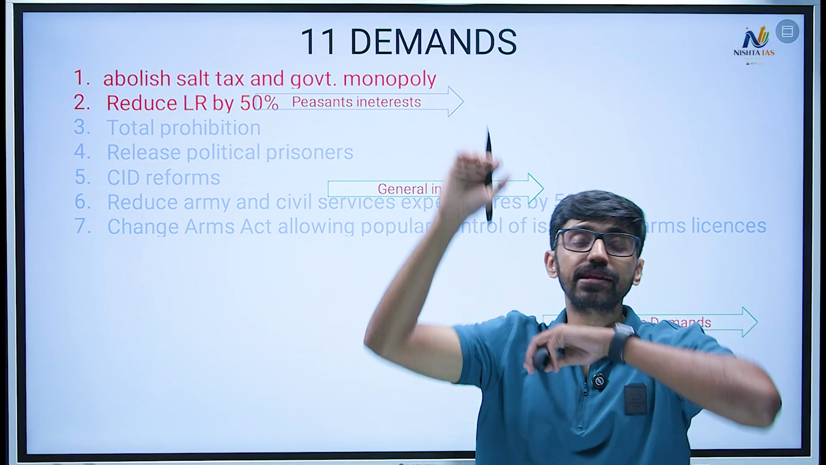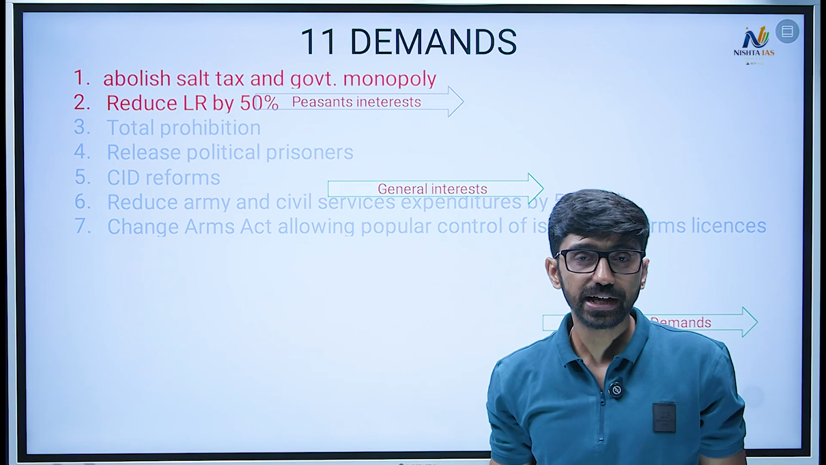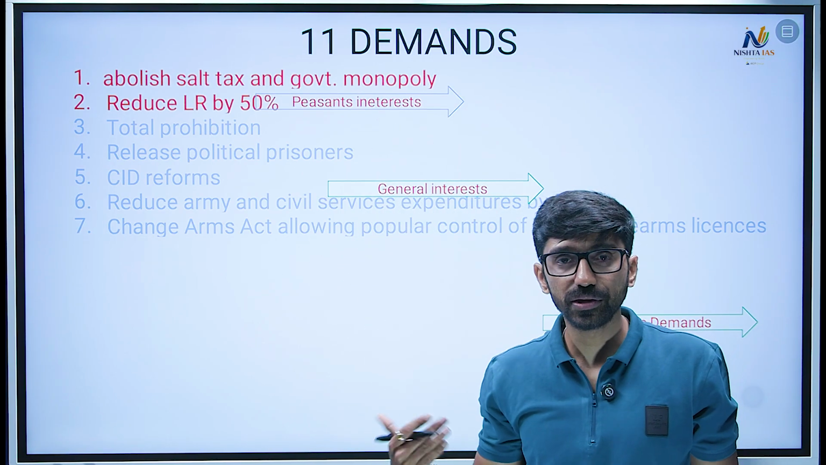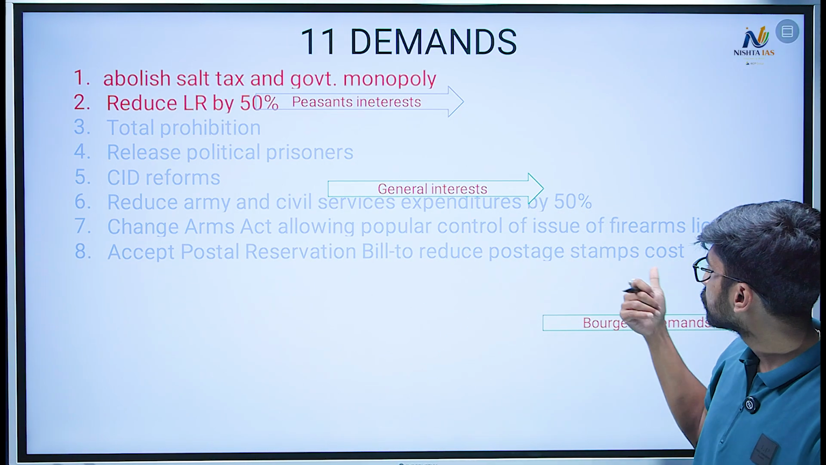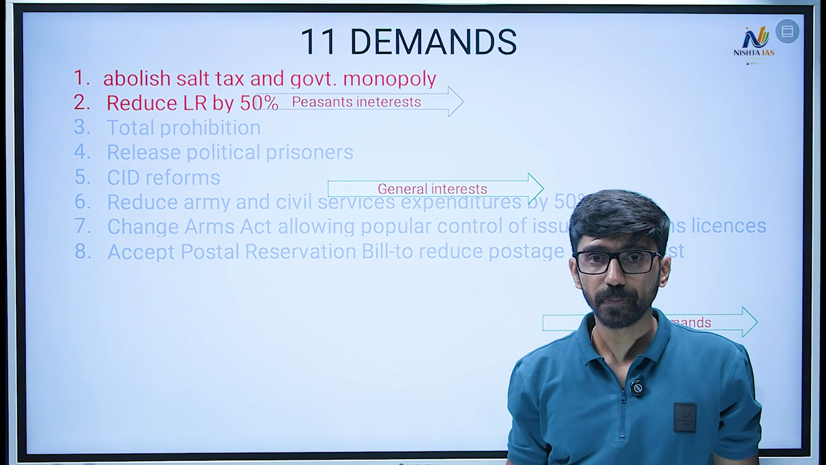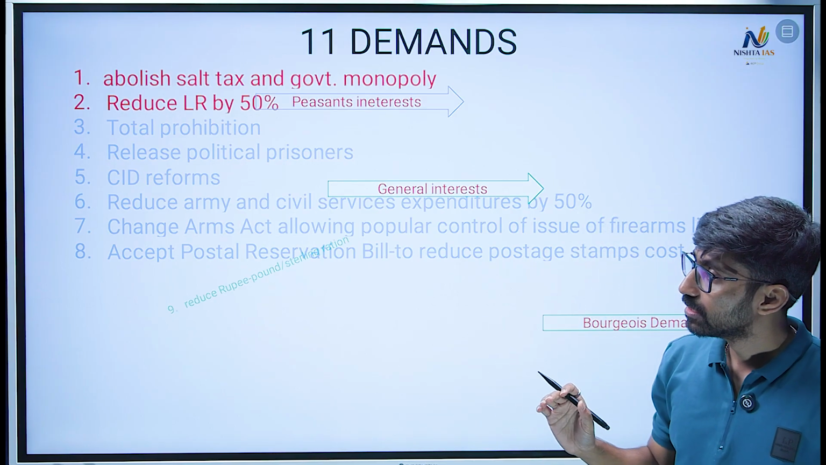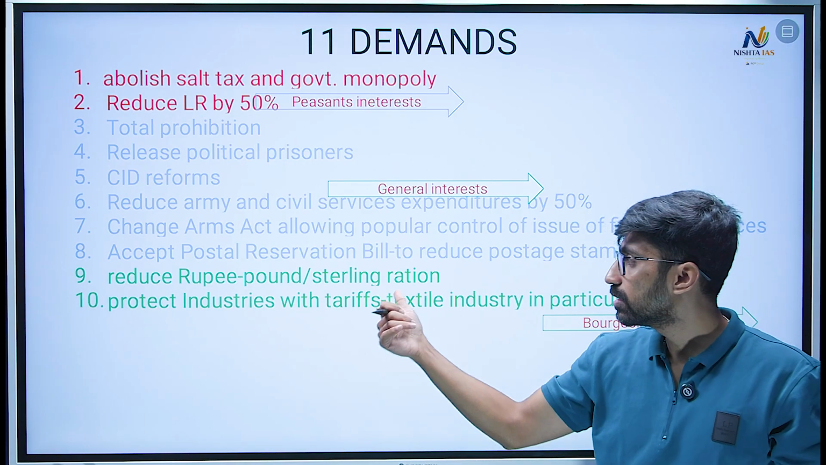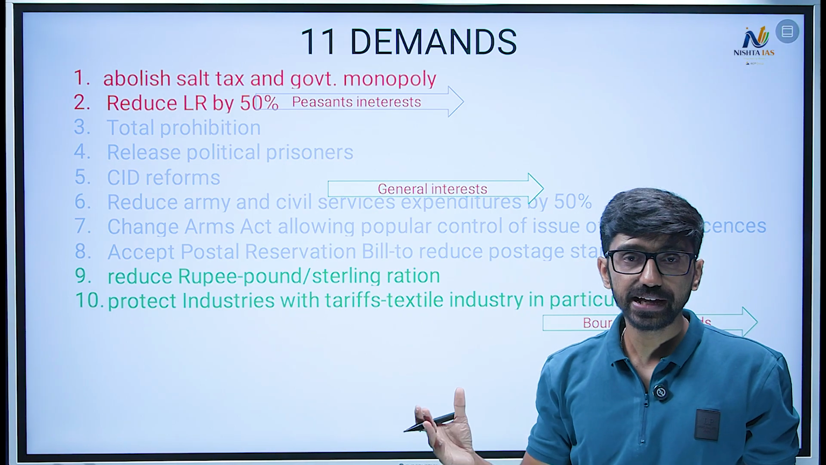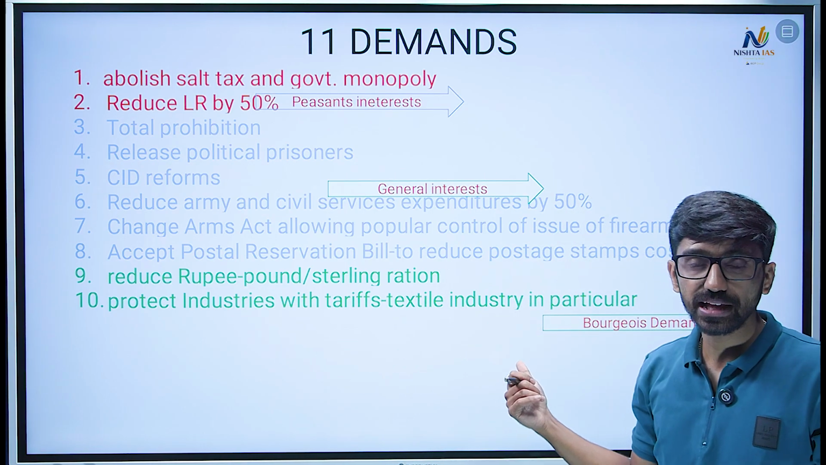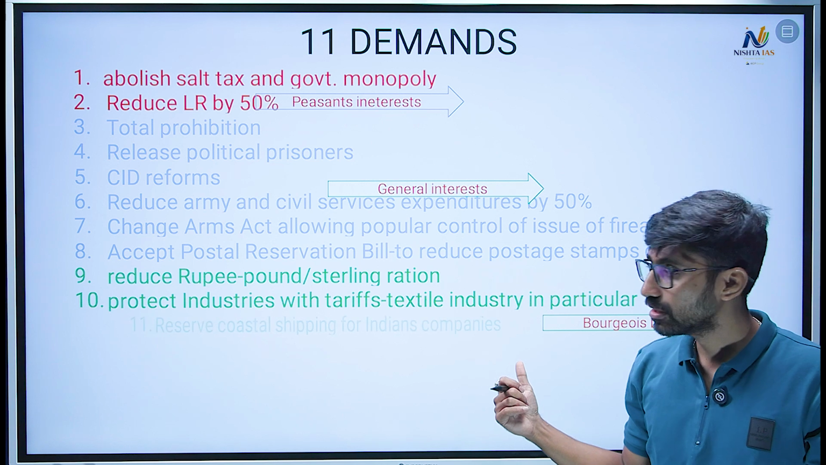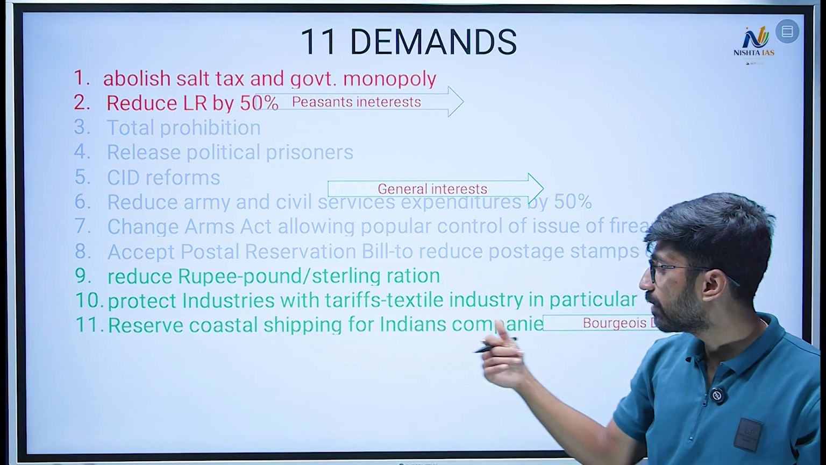Arms Act, Lytton, 1878. It was a discriminatory act, only giving permission to Europeans, not to Indians. Then accept the postal reservation bill to reduce the postage stamp cost. These are general interests. Then again, reduce the rupee-pound sterling ratio to favor Indian exports and imports. Protect industries with tariffs, particularly the textile industry. And lastly, reserve coastal shipping for Indian companies.